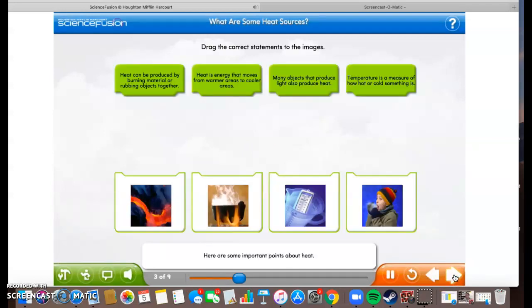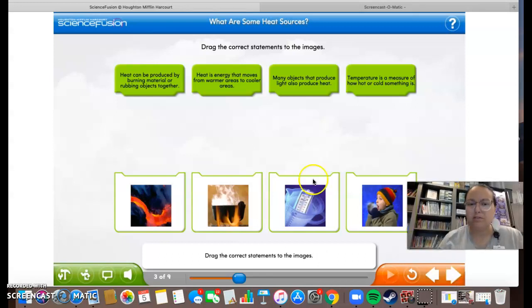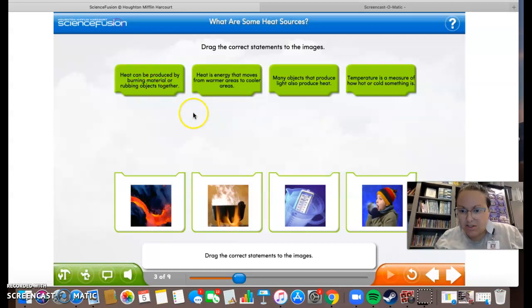Here are some important points about heat. Let's see if you can match these statements with the corresponding images. Drag the correct statements to the images. Okay, so heat can be produced by burning material or rubbing objects together. All right, do you see heat being produced in a certain way? Over here, let's keep reading all of them and we'll come back and match them up.